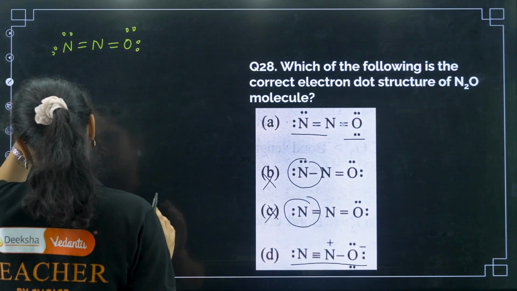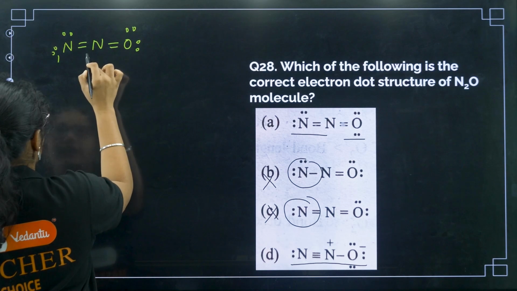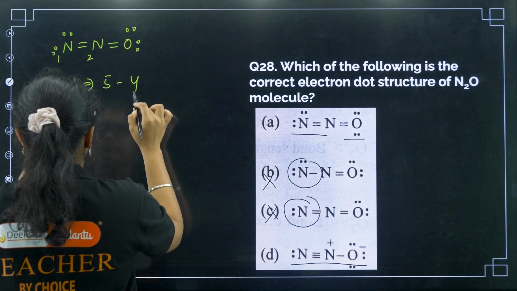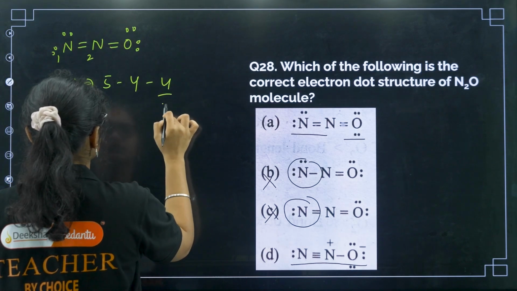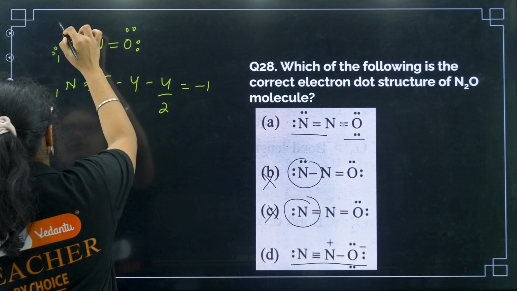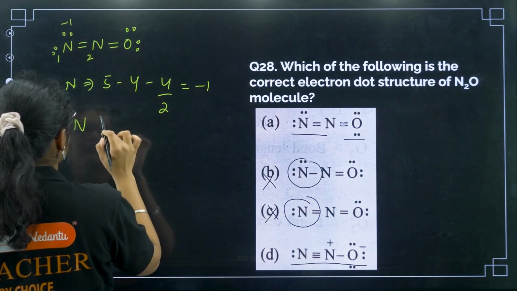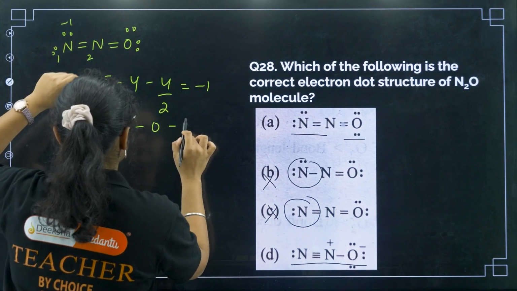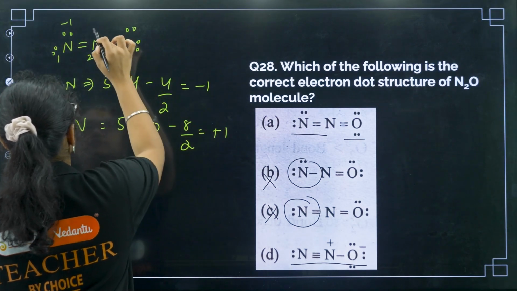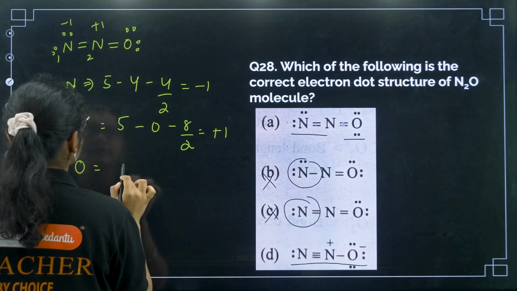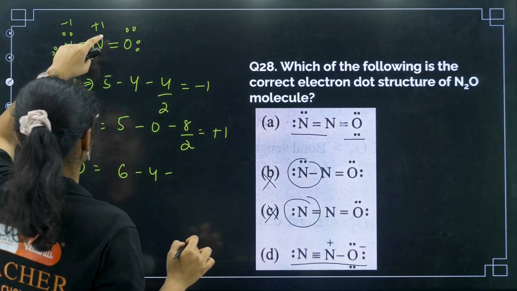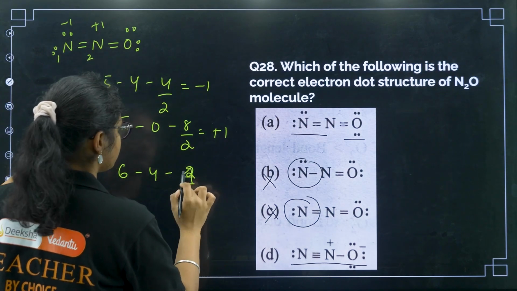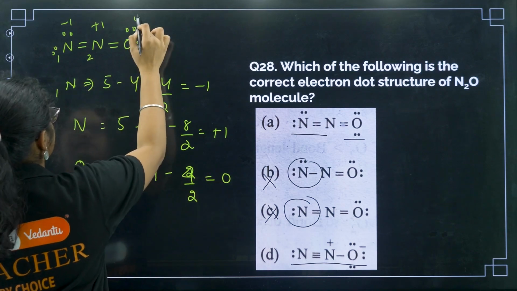Now if I want to calculate the formal charge on N1 and N2, okay, N1 will have 5 minus 4, then I have 4 minus 2, okay, so this will give me minus 1 charge. Next, nitrogen, if I calculate, there is 5, then here we have no lone pair, then we have 1 2 3 4 5 6 7 8 by 2, that is plus 1. So this charge is plus 1. Then oxygen is having 6 minus 4 minus 2, sorry, 4 minus 2, 4 by 2. So this one will give me 0 charge. So we have 0 charge on oxygen.